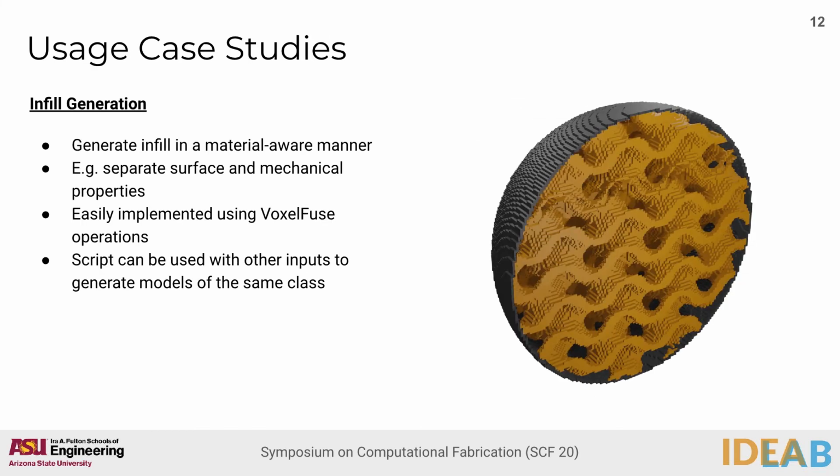Next, I will present 2 case studies to show how the framework can be used for design tasks with multi-material structures. First, I will look at infill generation. Infill is a common practice in 3D printing, but slicing software typically treats infill and surface as the same material. If you had an application where you wanted to generate infill in a material-aware manner, such as if you wanted separate surface and mechanical properties, you could easily implement an algorithm with VoxelFuse operations to modify your model to fit this criteria. This script could then be used with other input models to generate other models of the same class.